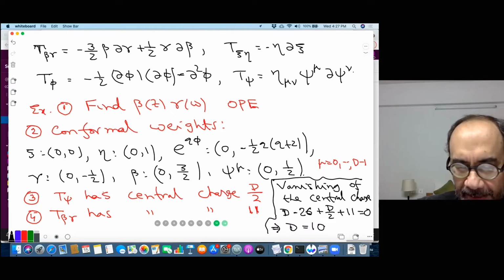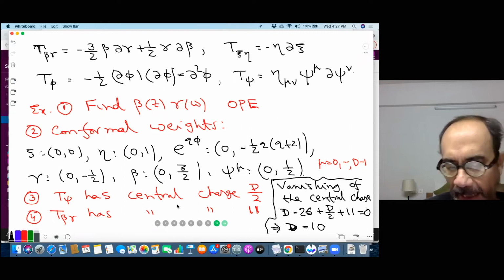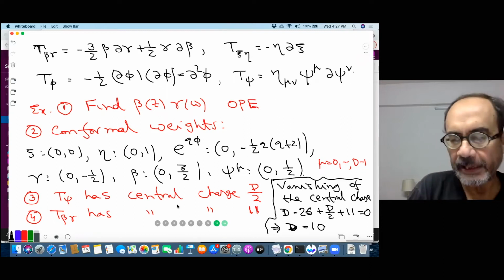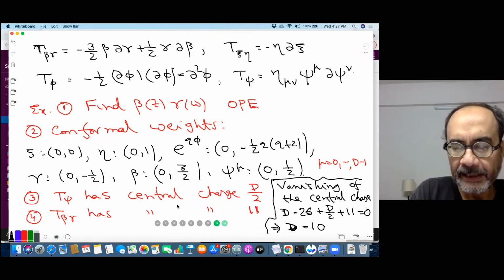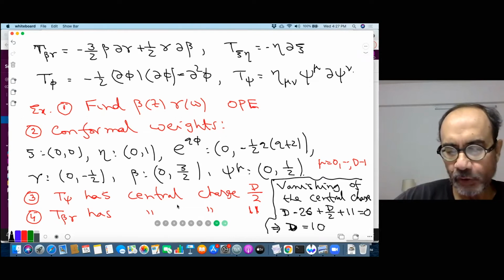So the total stress tensor transforms as a primary of dimension 2 in D equal to 10. As we will see later, this is also related to the nilpotence of the BRST charge. I'll define the BRST charge in this theory, and Q_B squared equal to 0 will also demand D equal to 10. That's why we say that the superstring theory is consistent in D equal to 10. In the same spirit as in the case of bosonic strings, we have to make 6 of these directions small and compact if you want to make correct connection with the universe that we live in.